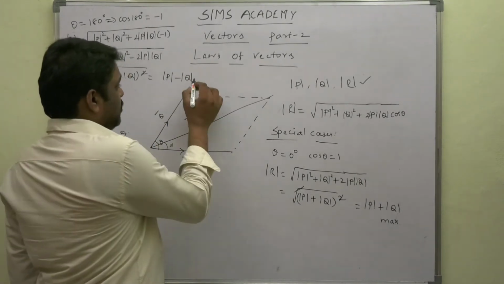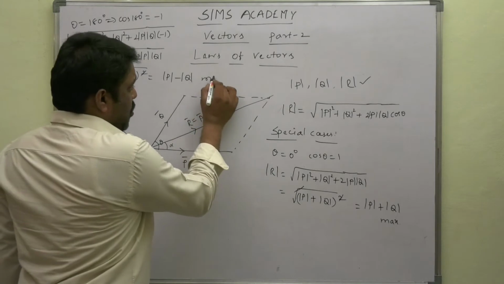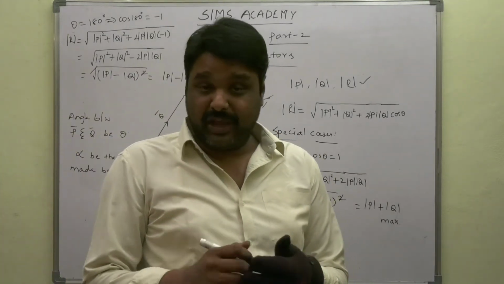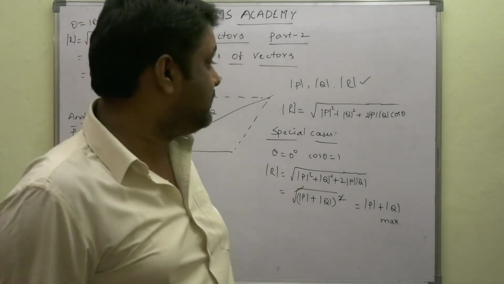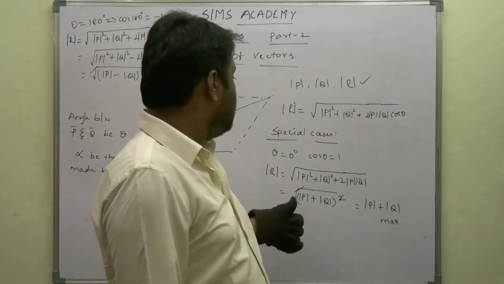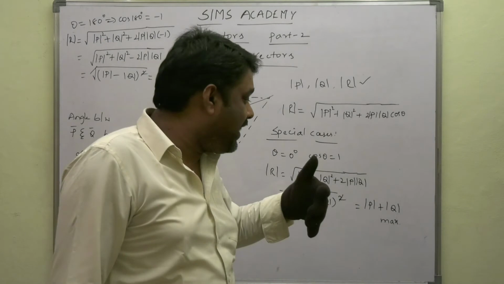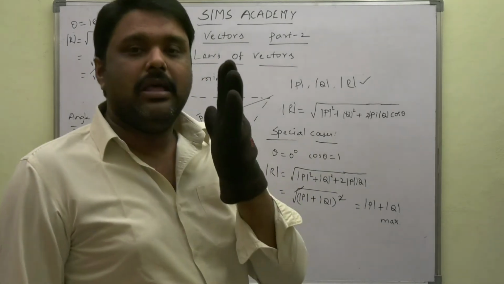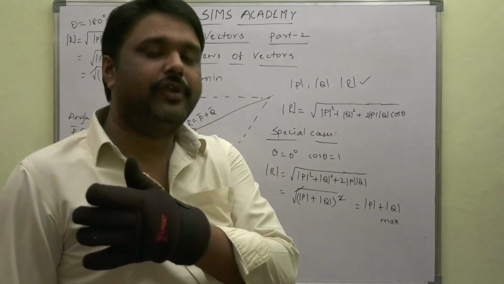Modulus of p minus modulus of q, which is the minimum value. We have seen the two special cases. That means when theta is 0 degrees, cos theta is 1, and the resultant value is maximum, that is modulus of p plus modulus of q.